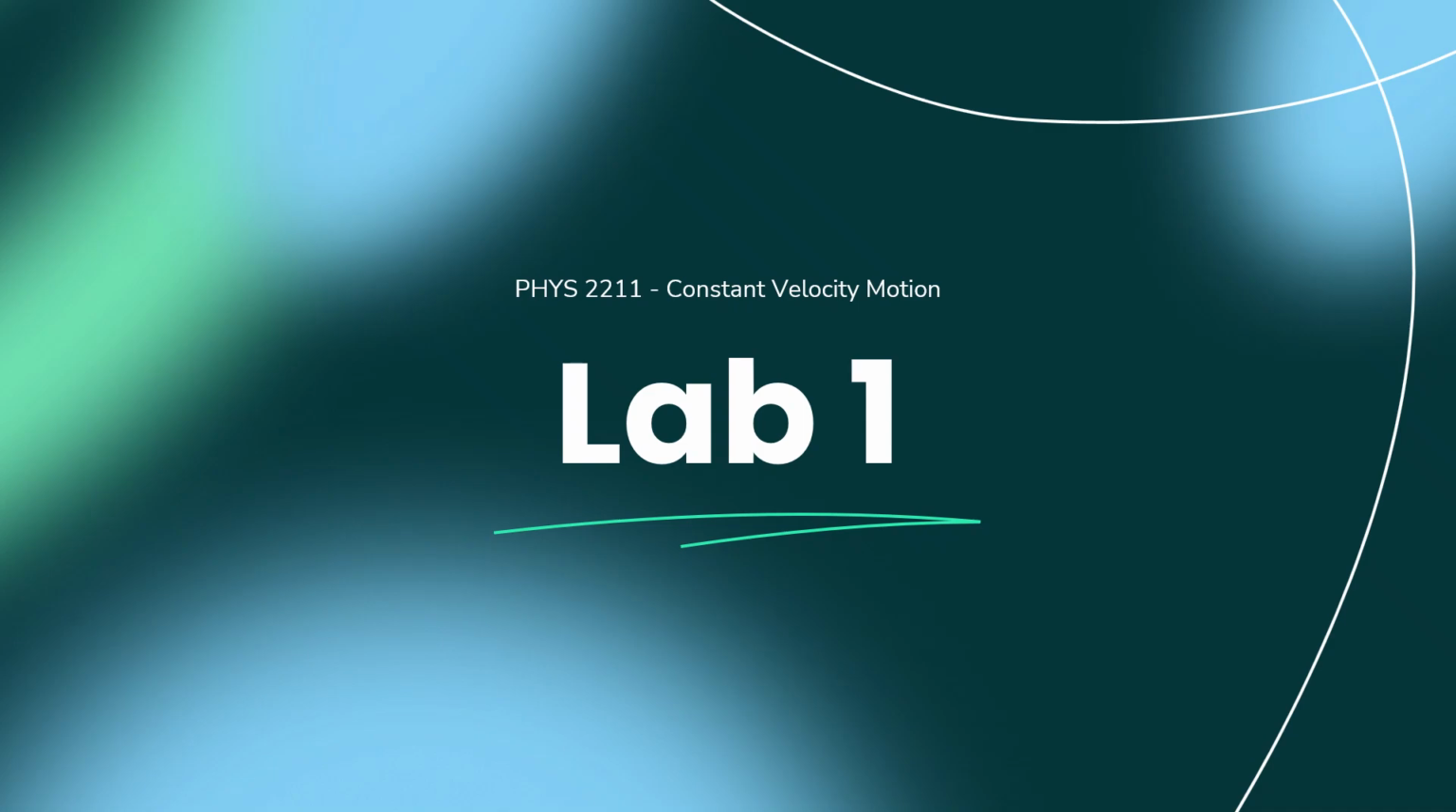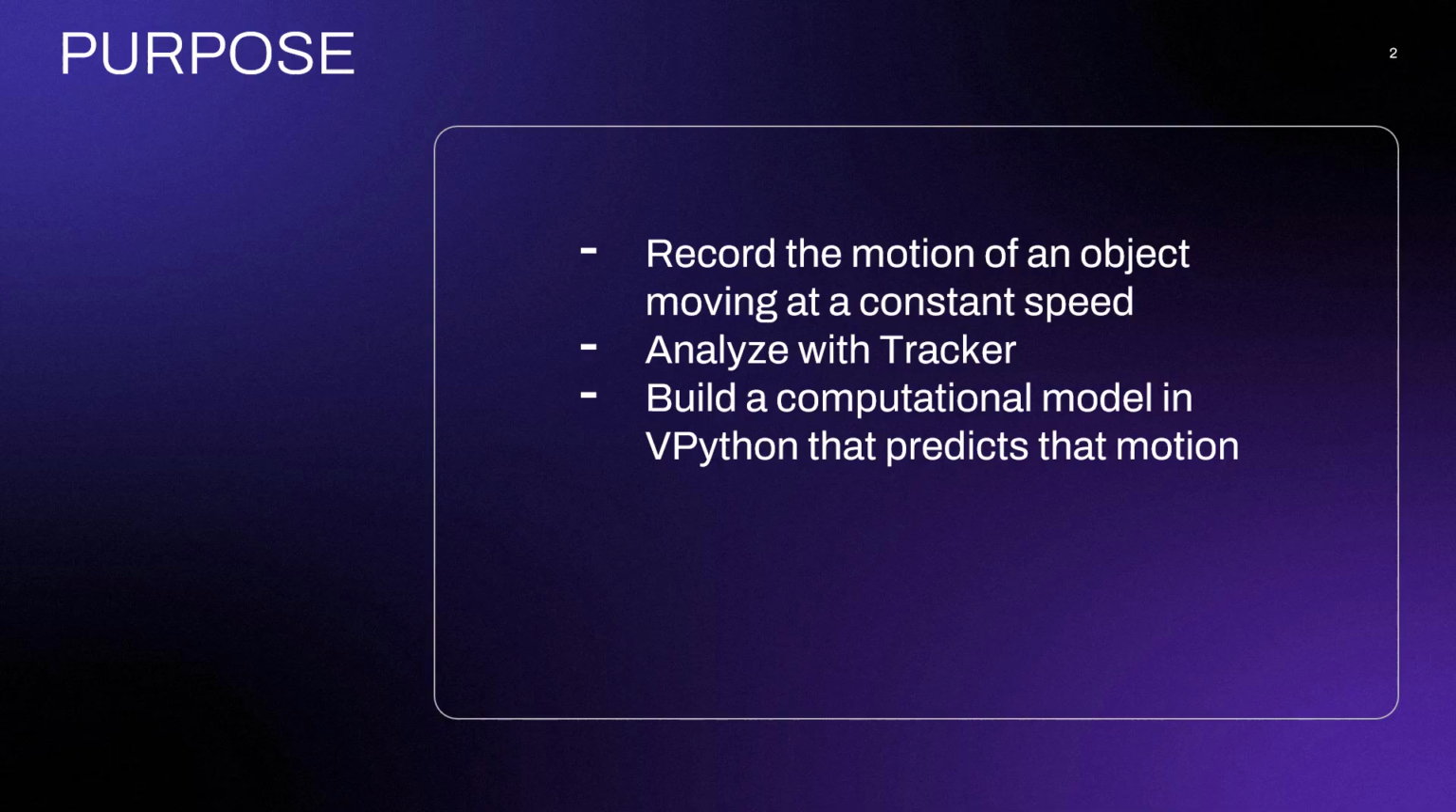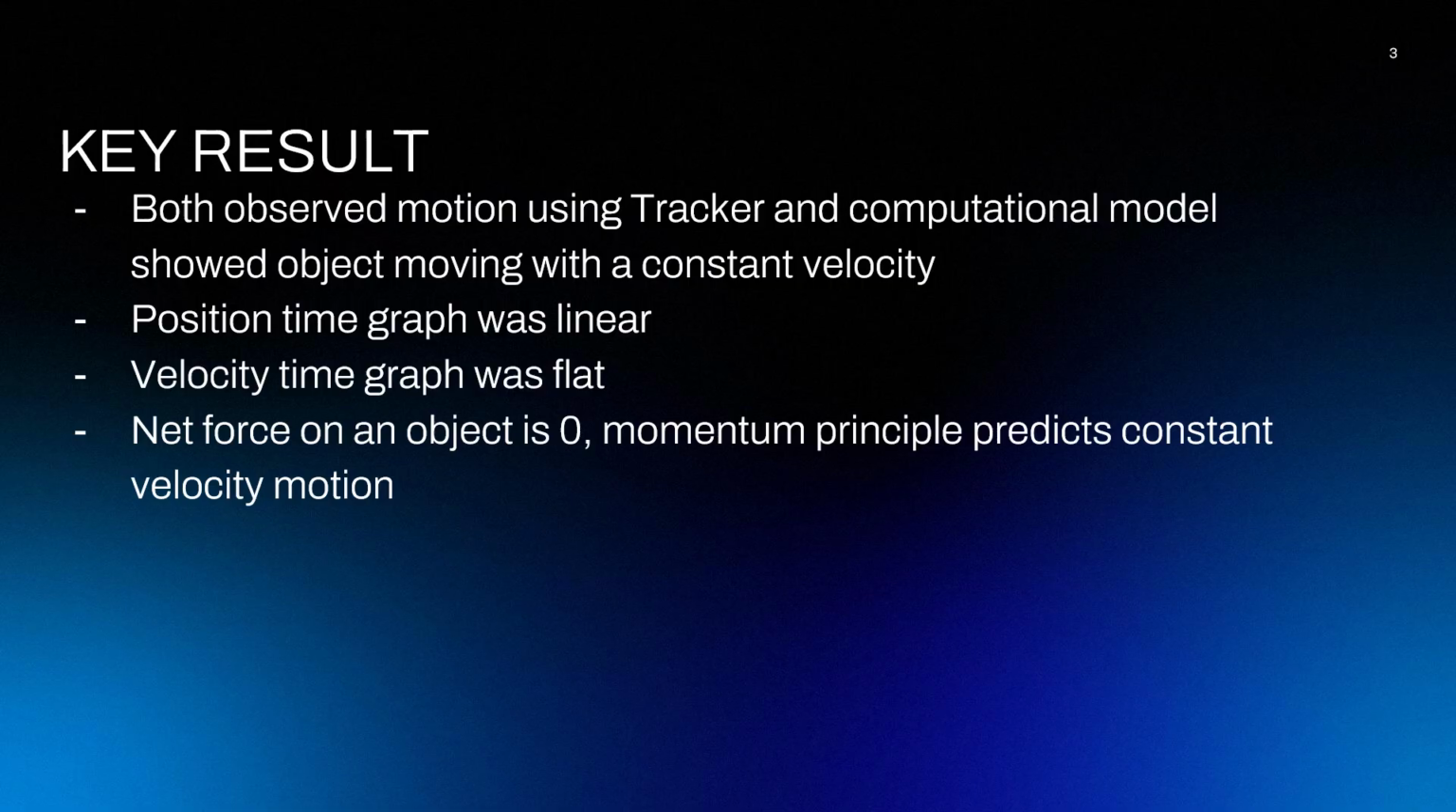I will be presenting on constant velocity motion. The purpose of this lab was to record the motion of an object moving at a constant speed, analyze that motion with Tracker, and then build a computational model in VPython that predicts the motion using fundamental physics principles. The key result I found is that both my observed motion using Tracker and my computational model showed that the object moving with nearly constant velocity was true.